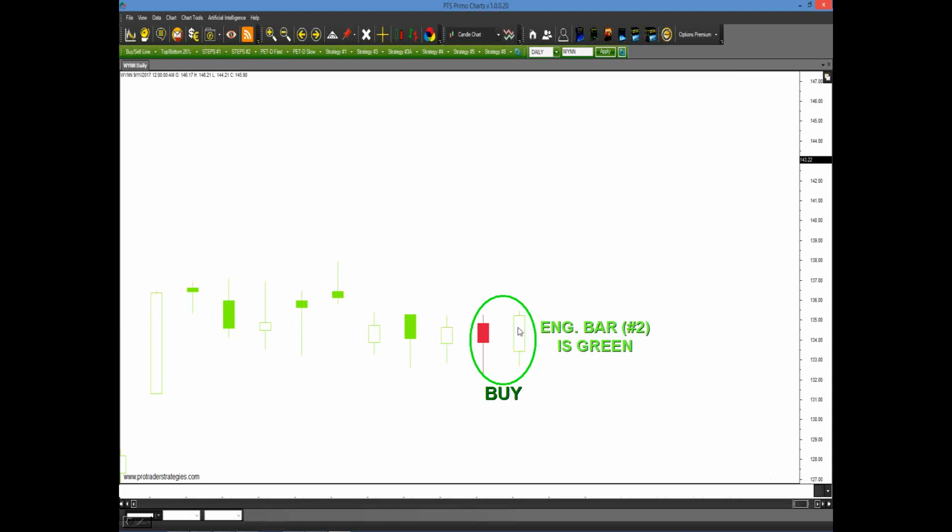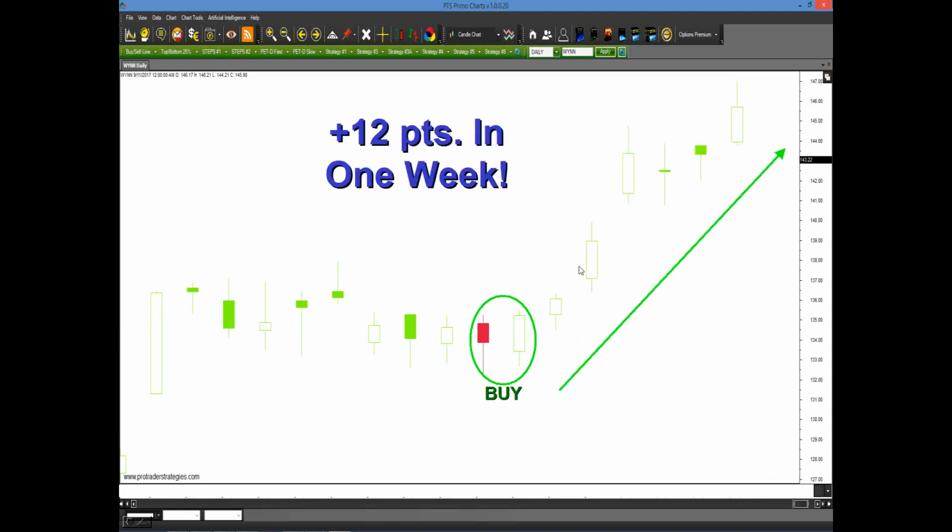So we've known, even though we've had a sideways market, that the market is telling us, it's translating that it wants to go higher. And now that we have a bullish engulfing pattern, bar number 2 is outlined green. So this is all signals go. This is okay. If we wanted to buy, this is a high probability setup, and the stock went up 12 points in 1 week.